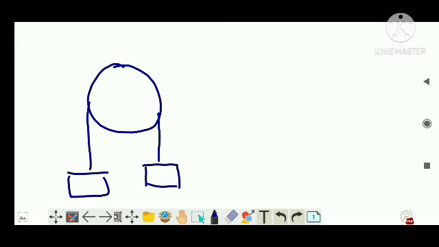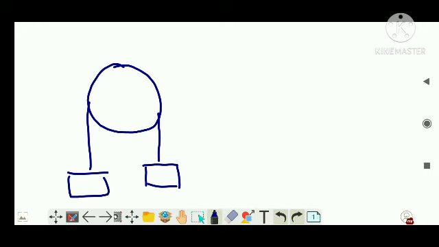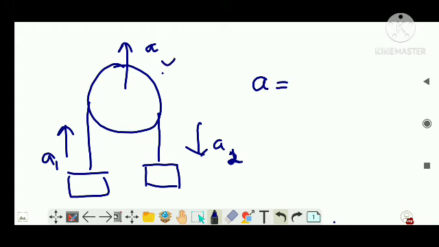Let's say this block is coming down with the acceleration A2, then this acceleration is A1, and let's say the pulley is movable. So obviously, I told you, these two bodies will not be having same accelerations, right? Let's say the acceleration of pulley is equal to A. Then there is a small formula. A will be equal to A1 plus A2 by 2.